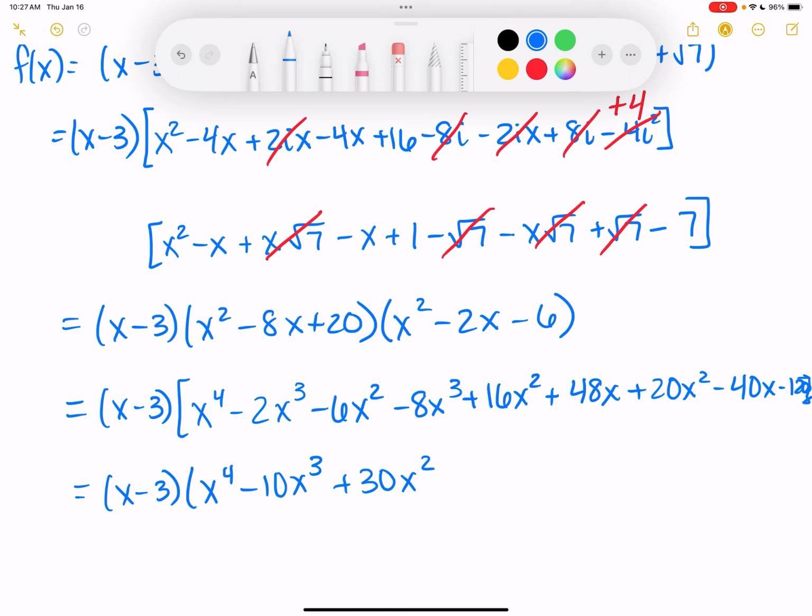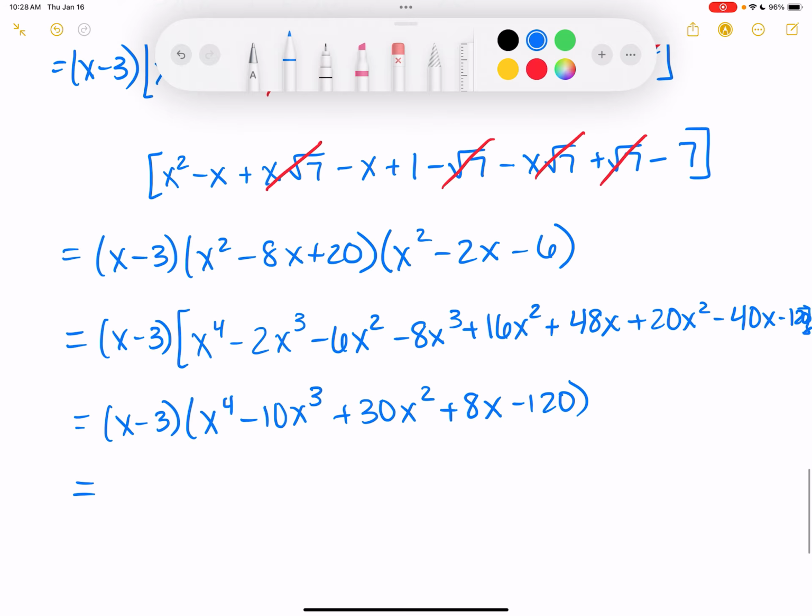This should not be happening. And then minus 120. And then we get to multiply one more time. There's a reason I saved this problem for today. All right, x to the 5th minus 10x to the 4th plus 30x cubed plus 8x squared minus 120x.